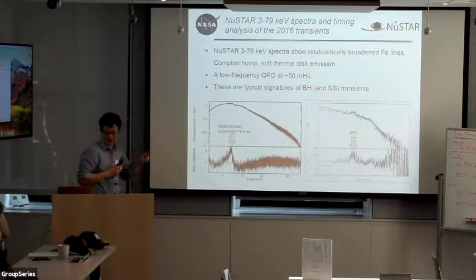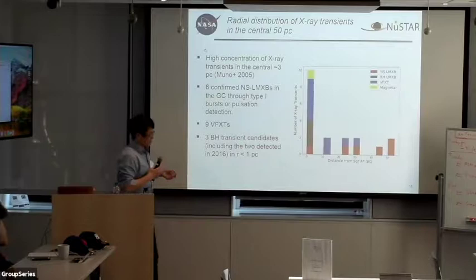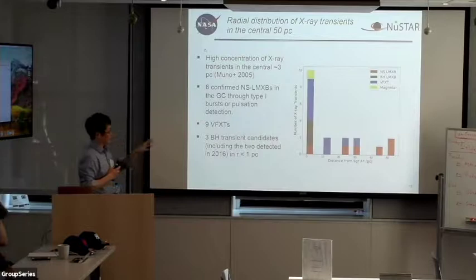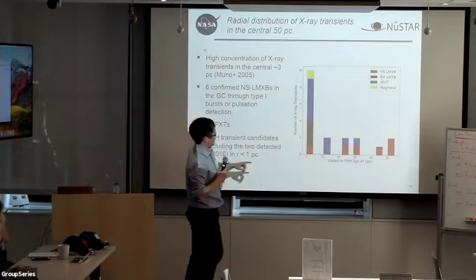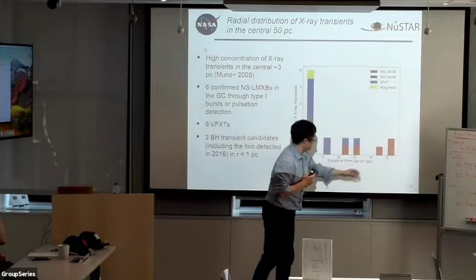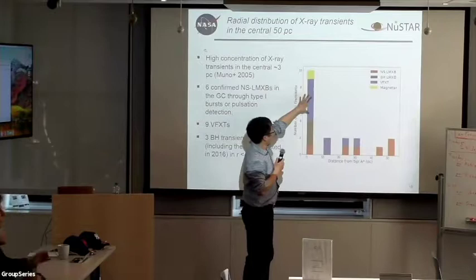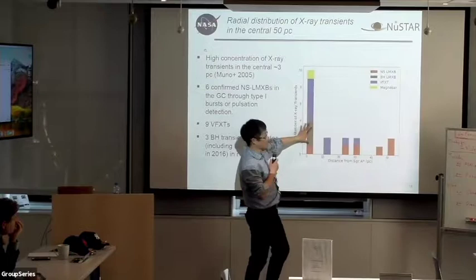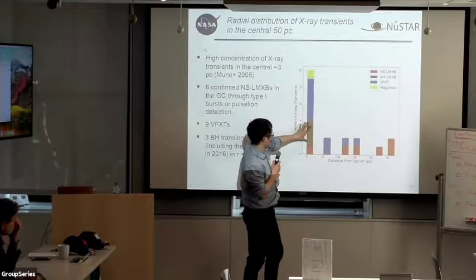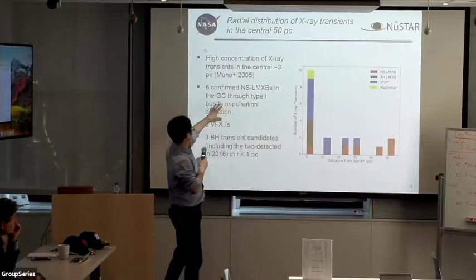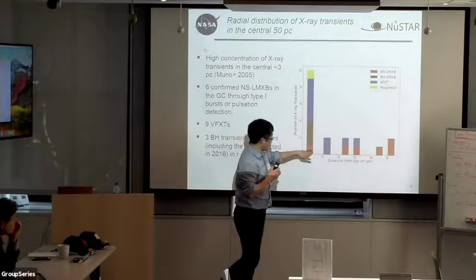So like I said, Swift, XMM and Chandra have been looking at the galactic center over the last 20 years. They discovered many transients, so let me go through this chart. This is the number of transients as a function of distance from Sagittarius A* in parsec. NuSTAR discovered 1 magnetar. 5 of the VFXTs are within the central 3 parsec. And we have 3 transients which are most likely black hole transients. Otherwise, there are 6 confirmed neutron star MXBs with type-I X-ray bursts or pulsations. In red, they are spreading out all over the place, up to 50 parsecs.